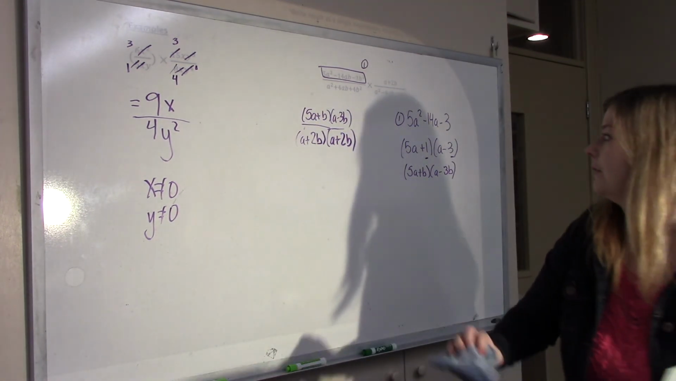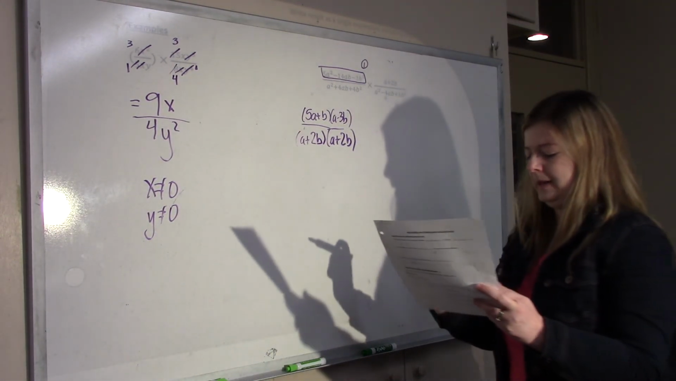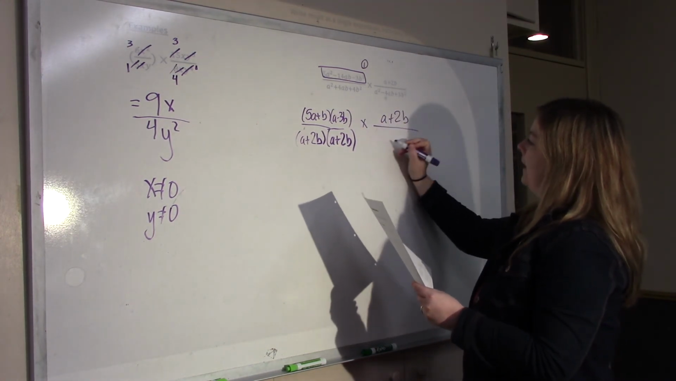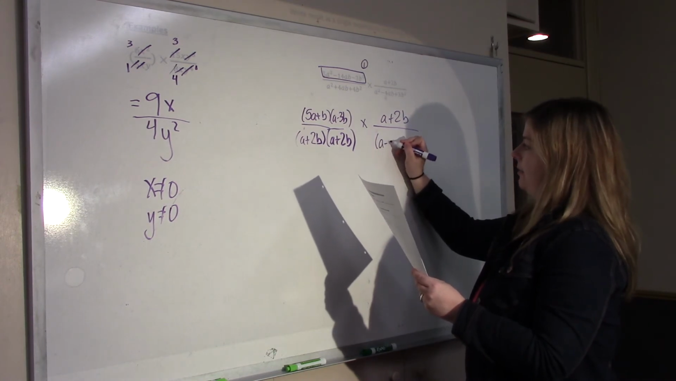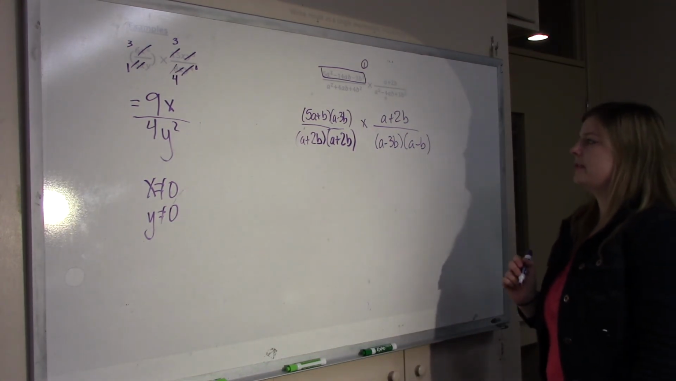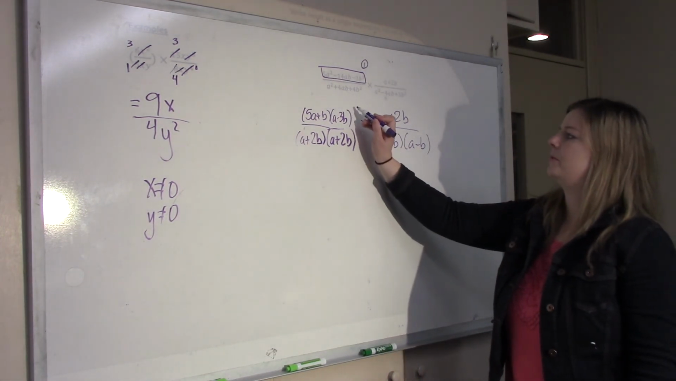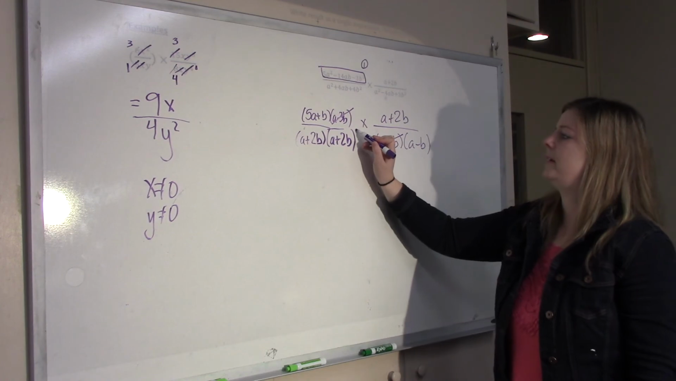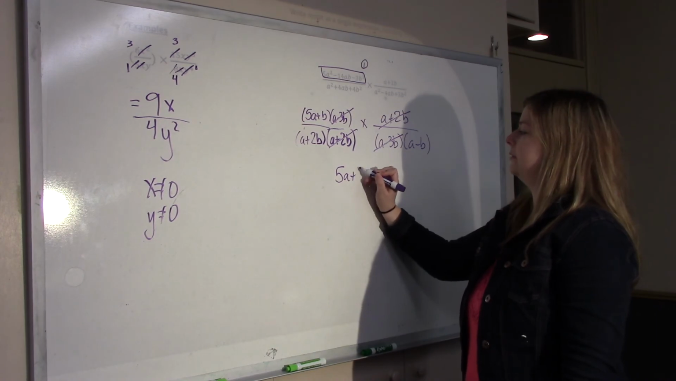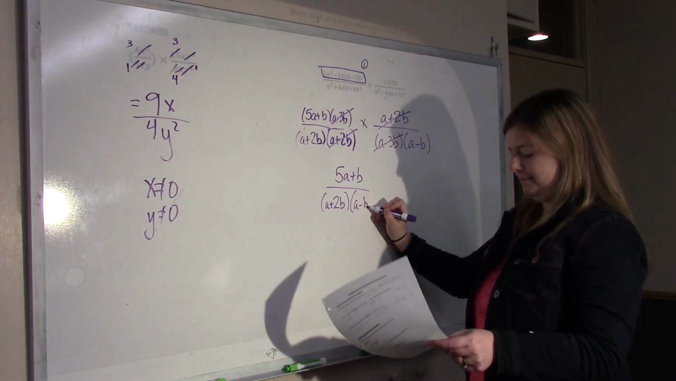Just going to erase this so I have enough room. And then I get, this just stays as a plus 2b up here, and that can be factored to a minus 3b and a minus b. Okay, so now it's multiplication, so I can start crossing off. So a minus 3b, there's two of those. A plus 2b, that, and that's it. So I'm left with 5a plus b over a plus 2b and a minus b.